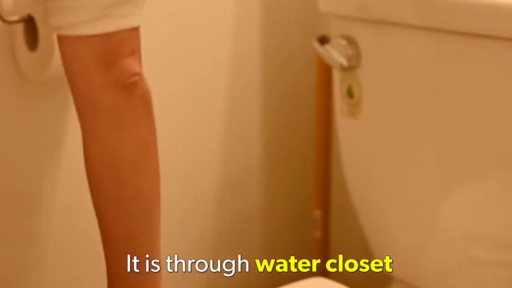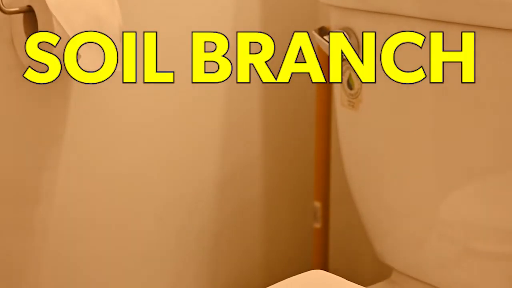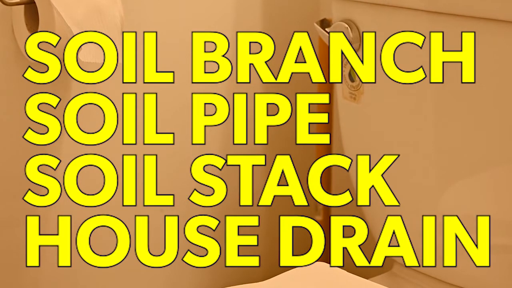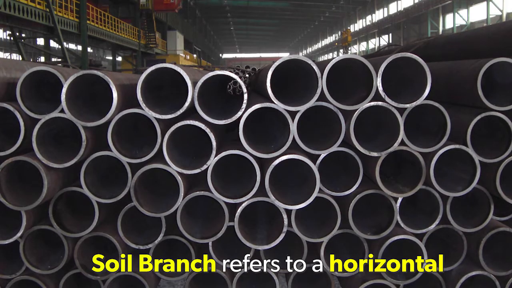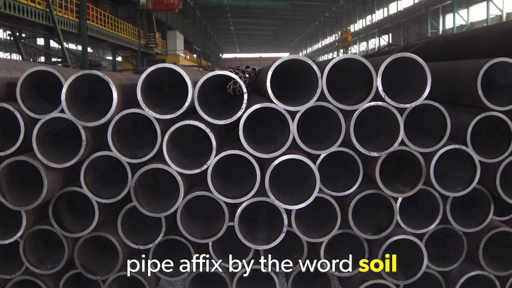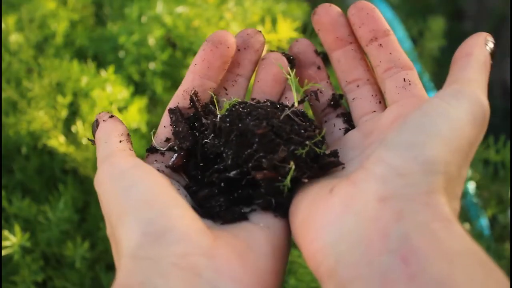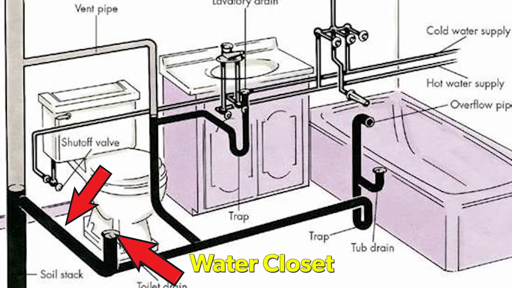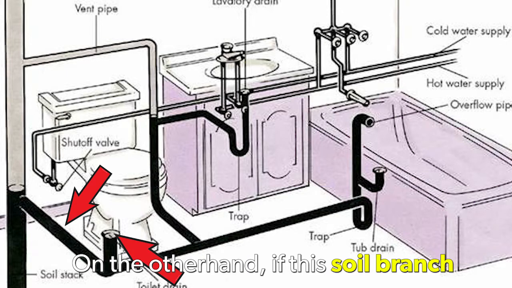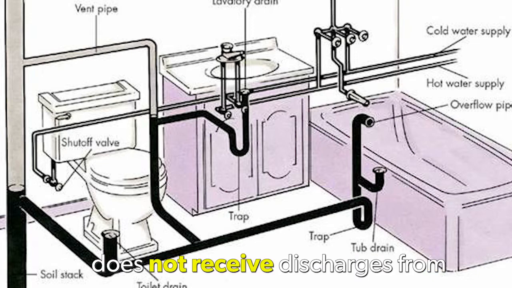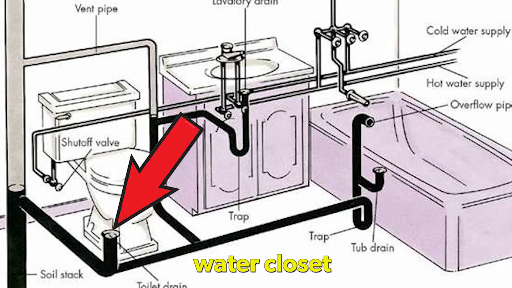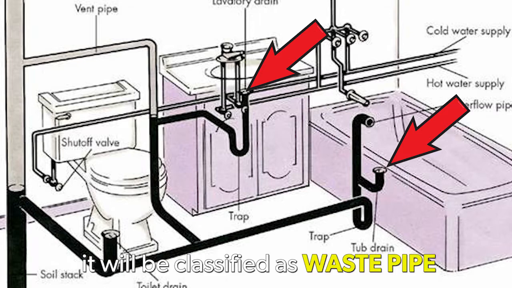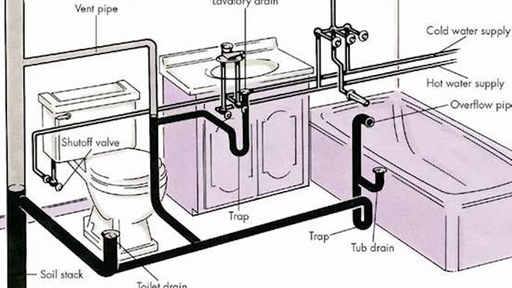It is through the water closet to either soil branch, soil pipe, soil stack, or house drain. Soil branch refers to a horizontal pipe affixed by the word soil. The word soil connotes a pipe receiving discharges from water closet. On the other hand, if this soil branch does not receive discharges from water closet but from other fixtures only, it will be classified as waste pipe.